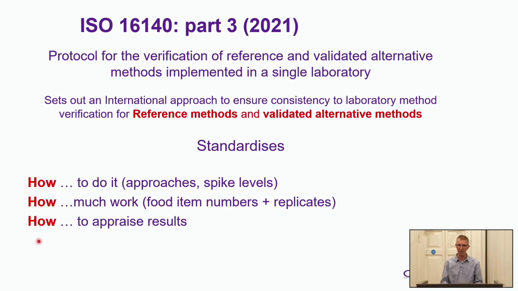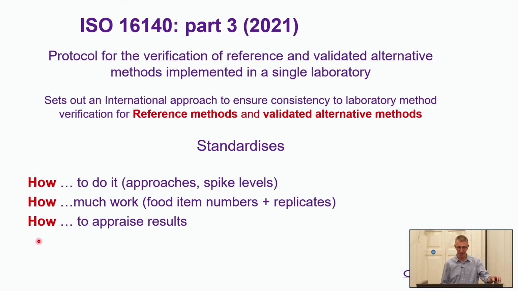So it's talking about the approaches, if you need to spike and the spike levels. It tells you how much work you need to do, so the number of food items you need to test, the number of replicates you need to do. And it tells you how to appraise the results. So it's really important, because beforehand we had no guidance at all on how to appraise the results of verification. Now this standard tells us how to appraise the results. What means a method that you're using passes verification and what means it fails.